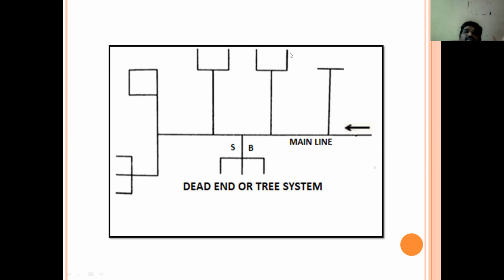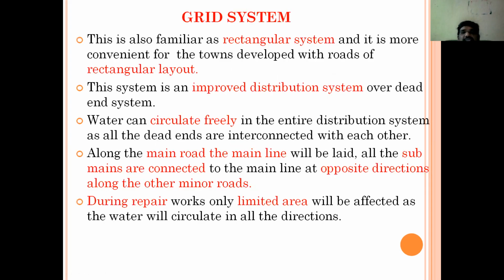Why? Because a large amount of water is stored in the pipelines for a long period, since water may not flow from this end to anywhere else. In this situation, it may attract bacterial contamination. The grid system is mostly adaptable to cities having rectangular layouts, and it is more advanced than the previous dead end system. Here water will circulate freely, so there is no chance of bacterial contamination.